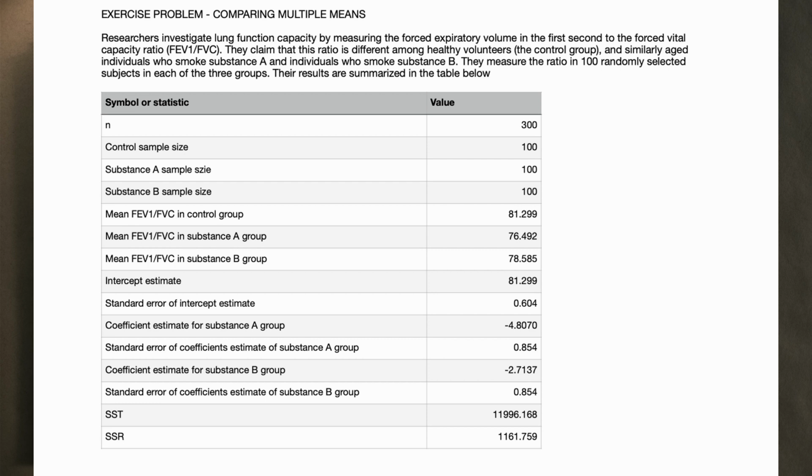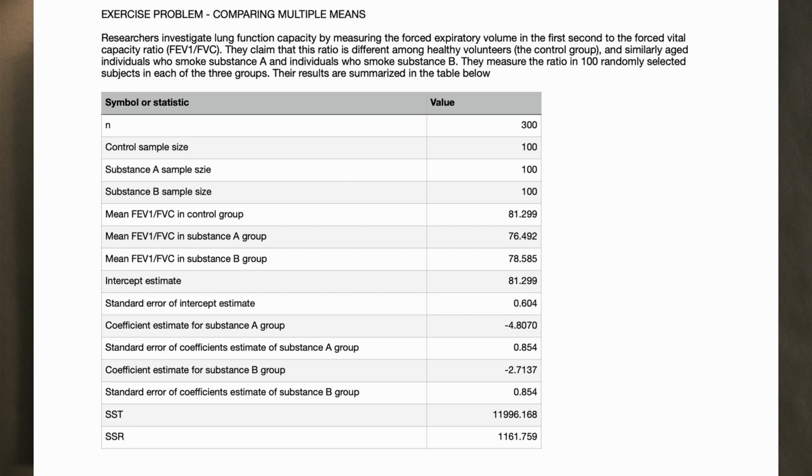We see a mean of this FEV1 FVC ratio in the control group is 81.299. That's the sample mean. For substance A group, that's 76.492. And for substance B group, that's 78.585. And then we see our intercept estimate. Remember, that's beta sub 0 hat, 81.299. And we immediately notice that that is exactly the mean of the control group.